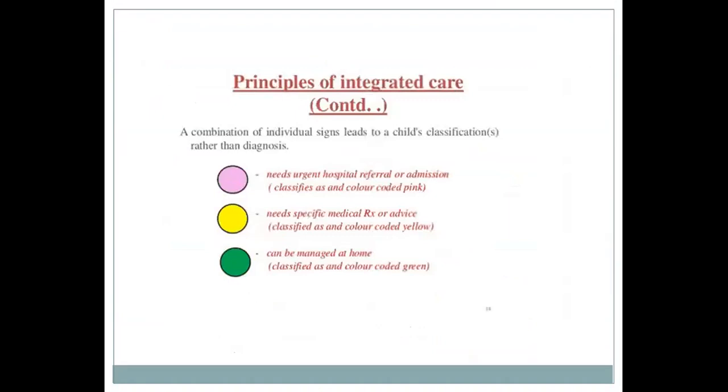Principle of integrated care: a combination of individual signs leads to child classification rather than diagnosis. It is achieved by a color code triage system, in which pink indicates the child needs urgent hospital referral or admission, yellow indicates medical treatment or advice, and green indicates the child needs management at home.